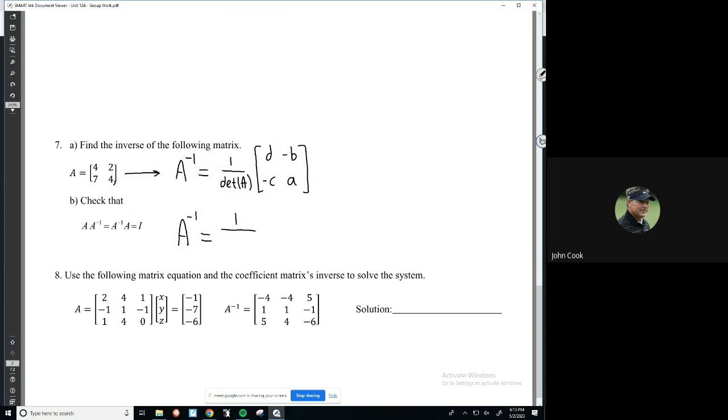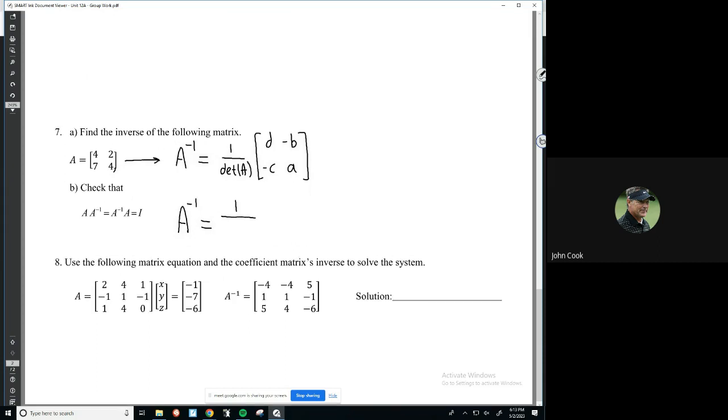So we do 1 over the determinant of A. How do we do the determinant again? It's the corner numbers, and multiply them together. So 4 times 4, and then minus these two corner numbers, 7 times 2. All right, so that'll give us some number, and we're going to multiply that onto our new matrix, okay?